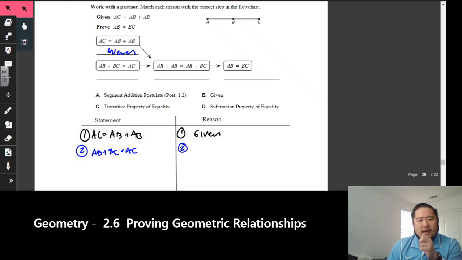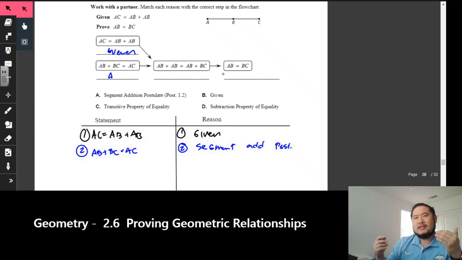And I would think that the reason for that would be, remember, we're adding up two segments together. So let's go ahead and put segment addition postulate. That was letter A. So as you can see in the flowchart, remember, sometimes we're going to combine the two statements from the previous and combine that to make our next statement.